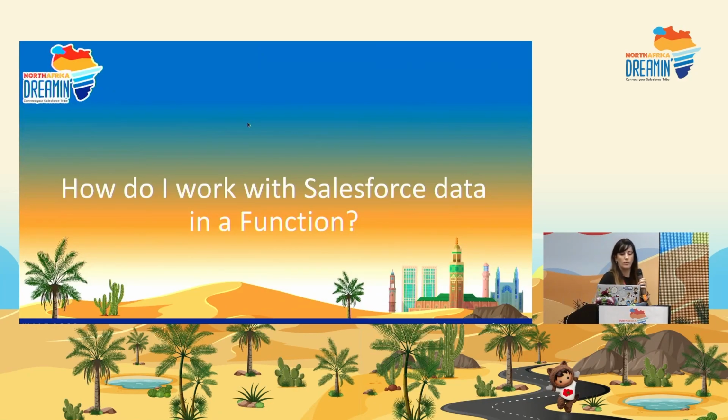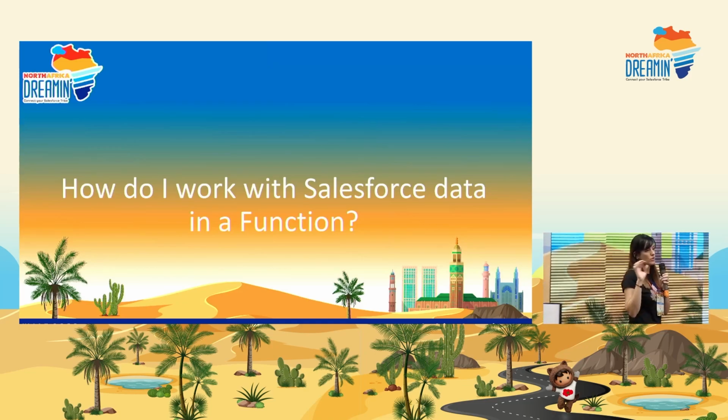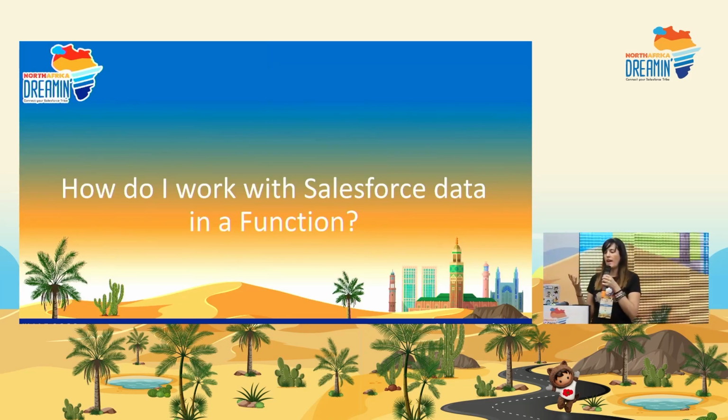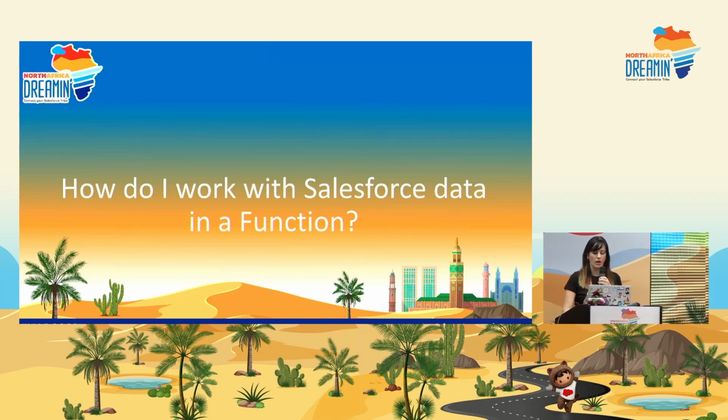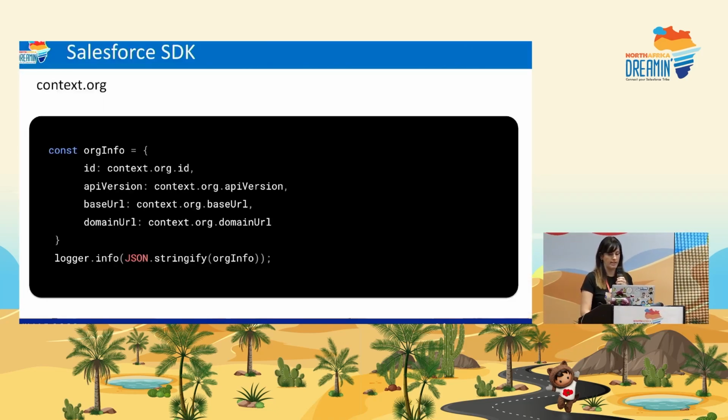So, well, we have seen what a function looks like, and I showed you that context parameter, but I haven't shown any examples of how to use it, right? And here I have some examples on the slide.